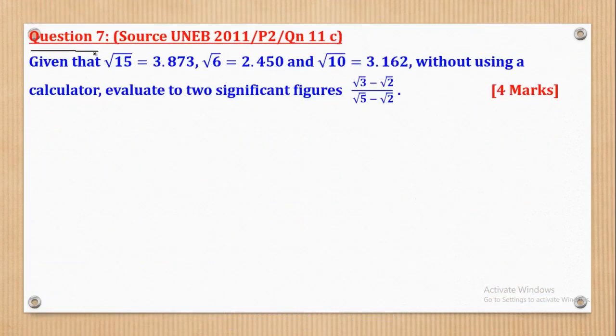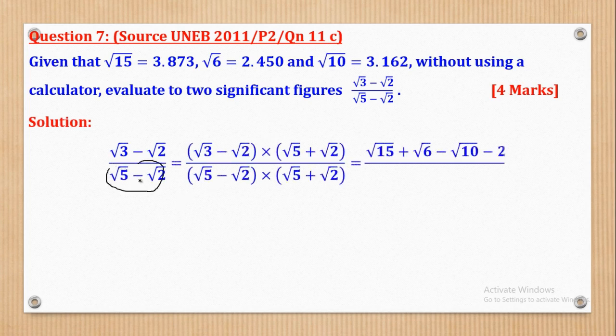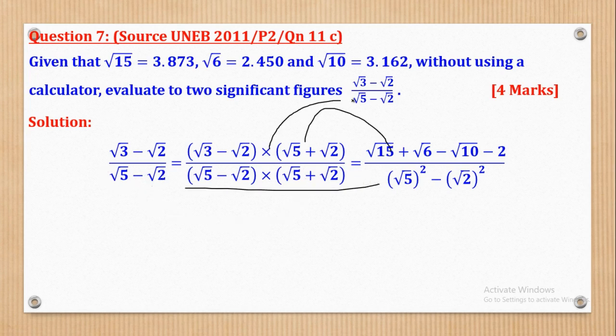So now we shall go to question 7, which came from UNEB 2011 paper 2 question 11c and says given that root 15 is this, root 6 is this, and root 10 is this, without using a calculator evaluate to 2 significant figures this expression. So without using a calculator means that they want to see you rationalize. Therefore, I'll come here and rationalize. So this is the surd in the denominator, so this conjugate will be this, because here there's minus, here it will be a plus. So multiply up and down to come up with this step. Then from here to here you have to expand, open brackets for the numerator and also use difference of 2 squares for the denominator.